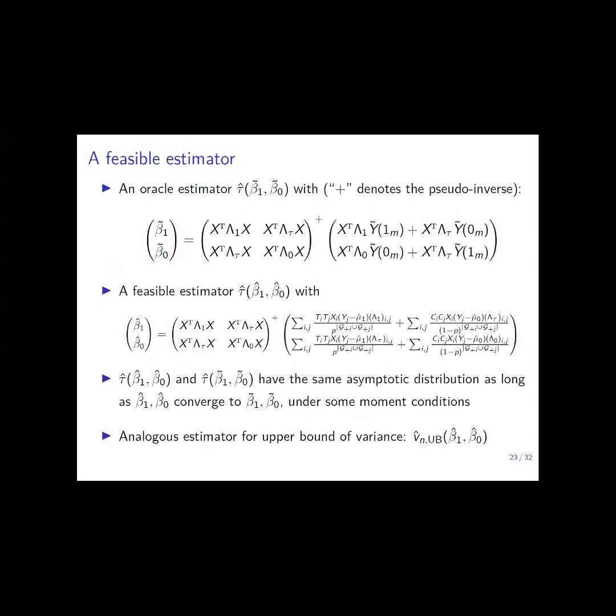Okay. And how do we implement our procedure? We first solve for beta 1 hat, beta 0 hat, then plug them into the linear estimator. Very easy to implement. And we can show there's no difference in the limit. The Oracle estimator and the feasible estimator are the same in the limit, of course, under some conditions. And we can also estimate the upper bound of the variance using the same formula. This is the second part.